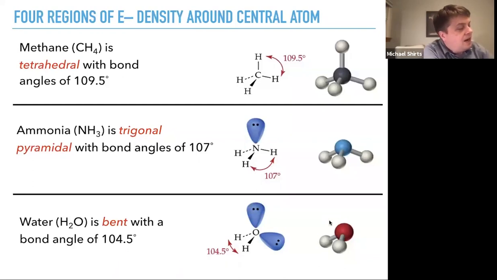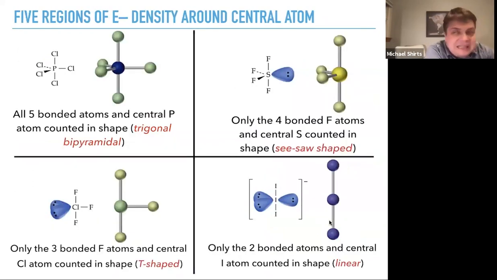All right. There are some that are a little less common, but still very possible. If you have 5 regions of electron density around a central atom, remember there are many cases where, if you have an expanded octet, you can have more than 4 regions of electron density.